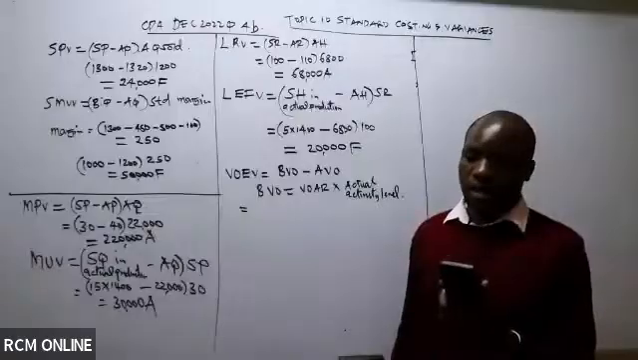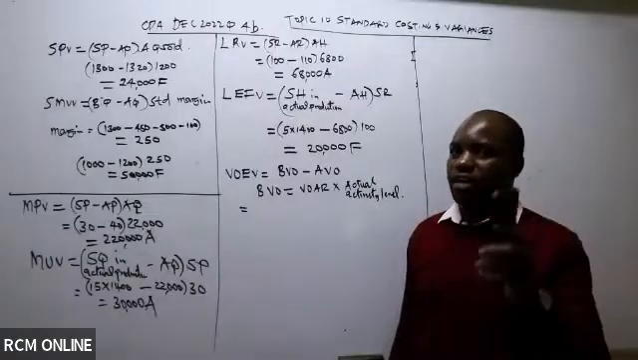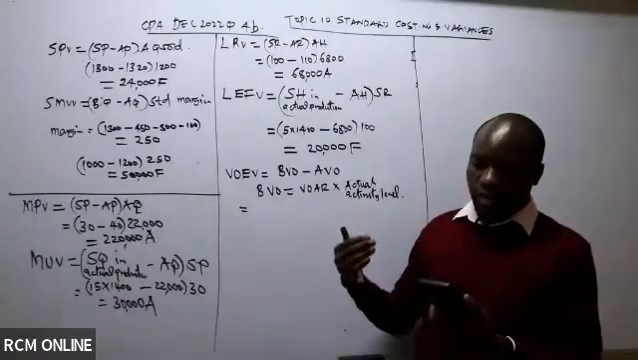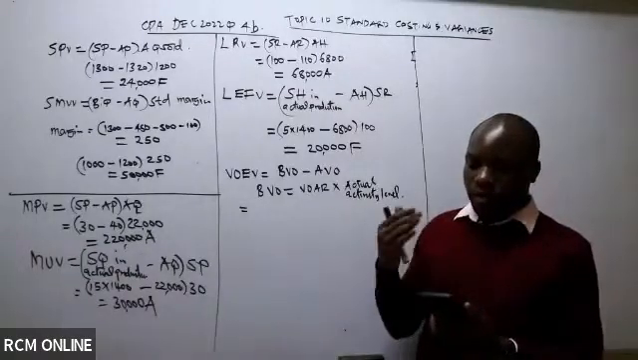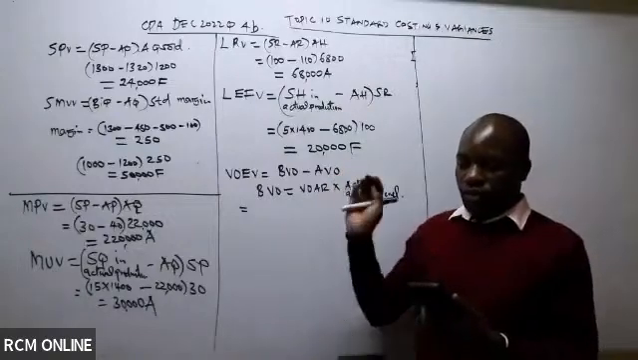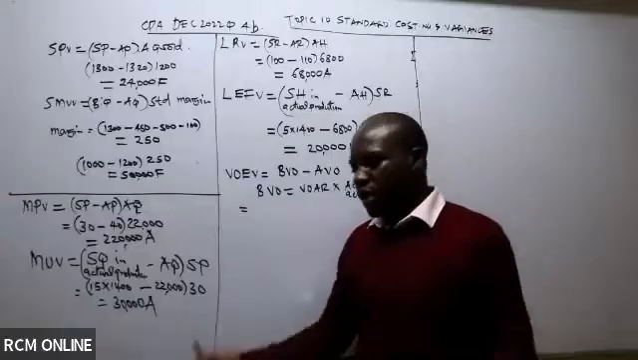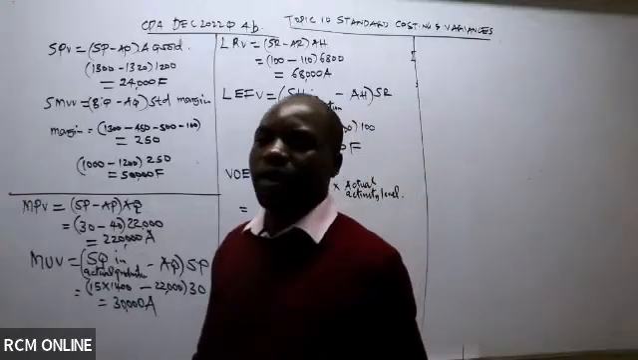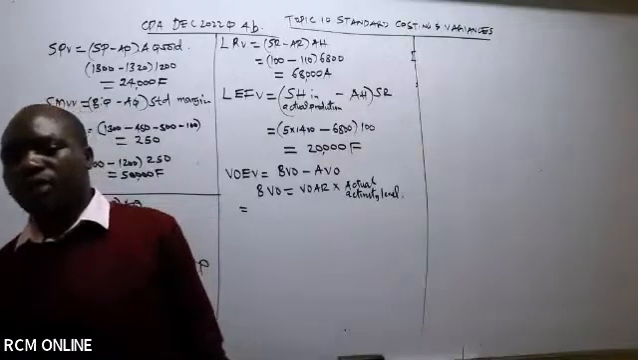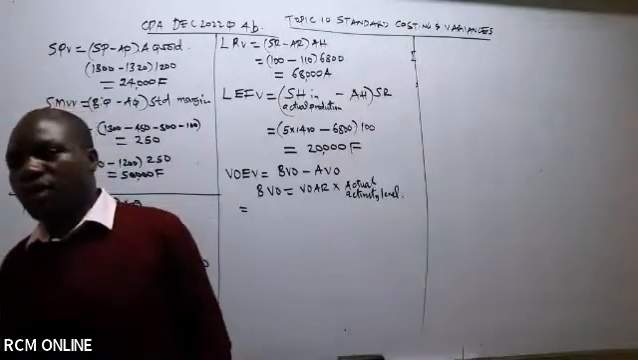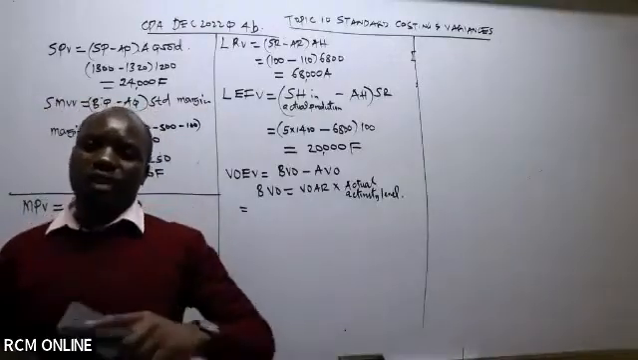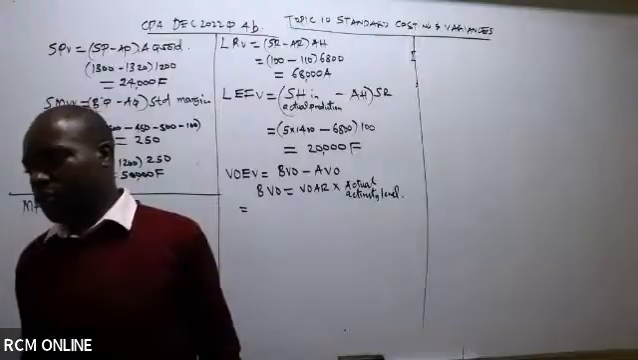Variable overhead absorption rate is that rate being charged per activity level. You have been able to see that the variable overheads, as per the standard, we have 5 hours at 20 shillings per hour, giving us 100 shillings. So what is this variable overhead absorption rate? It is dependent on labor hours. If you go to the budgeted statement or standard cost card, and you're able to see the variable overhead rate per direct labor hour, you'll be able to give us that overhead absorption rate.